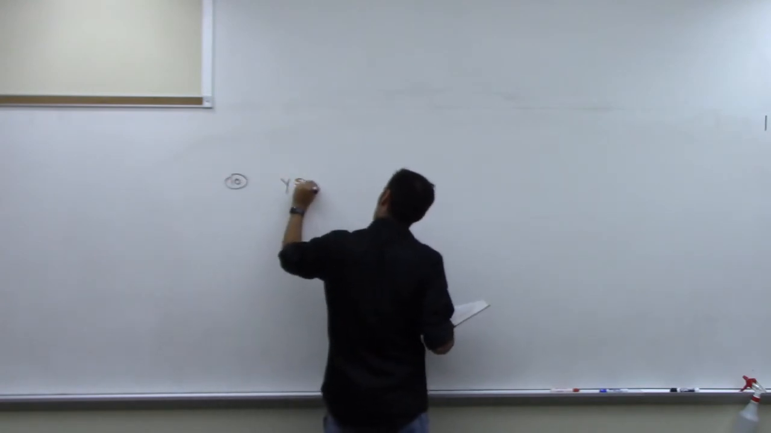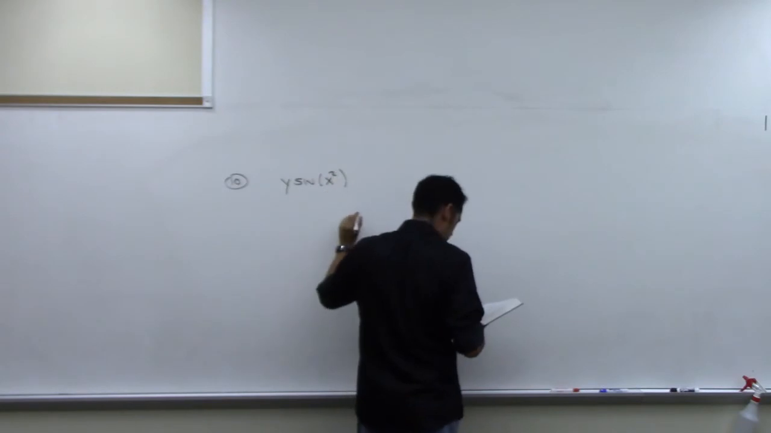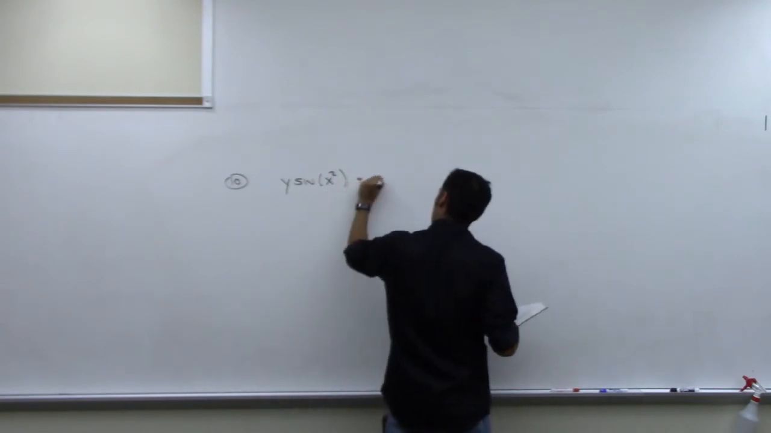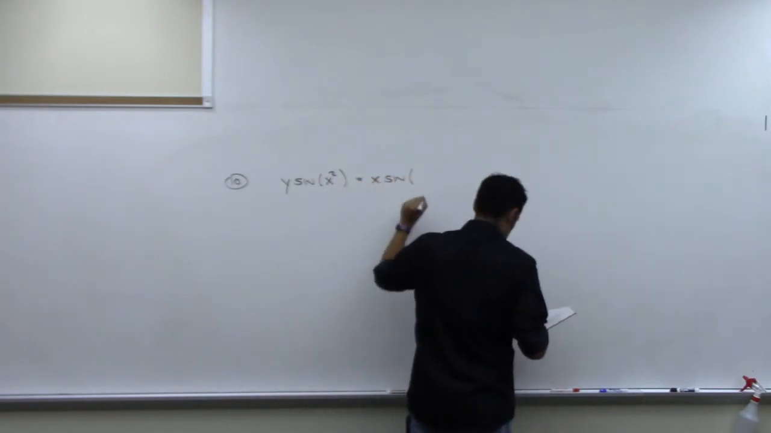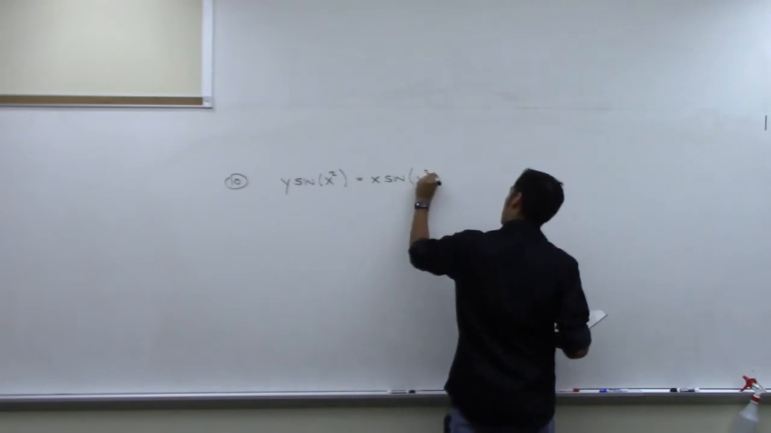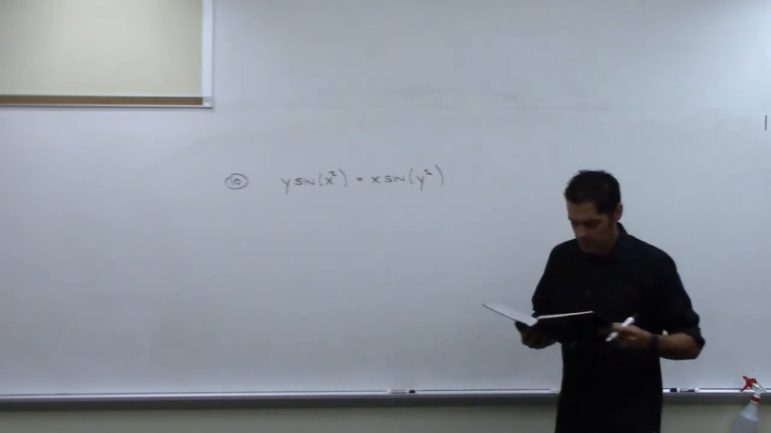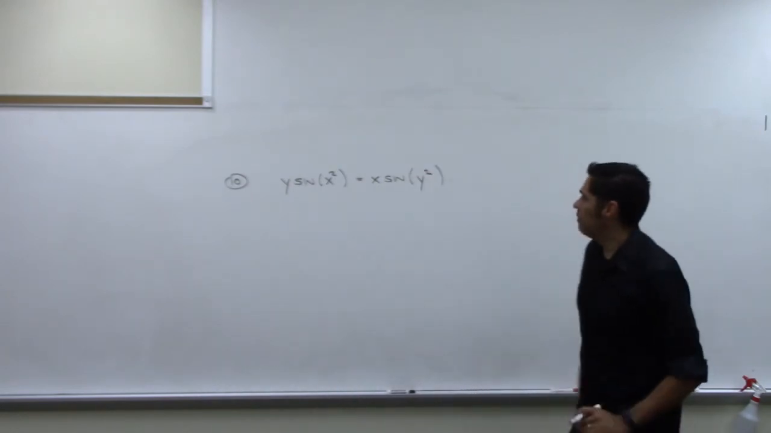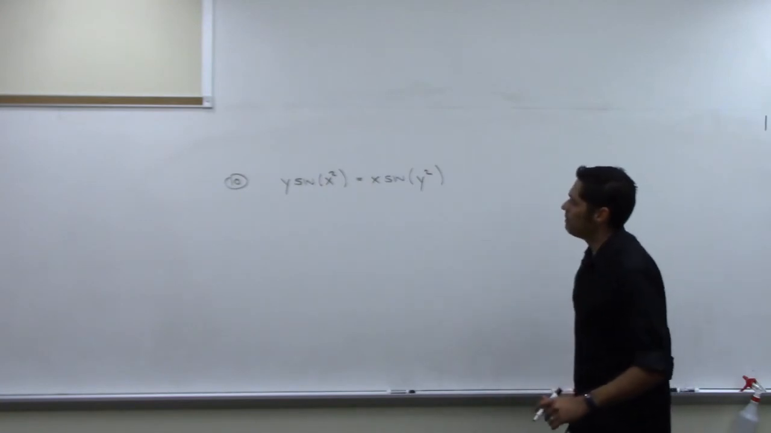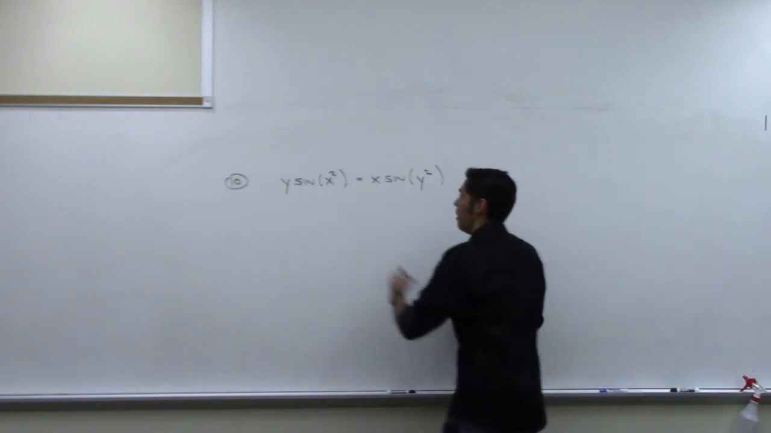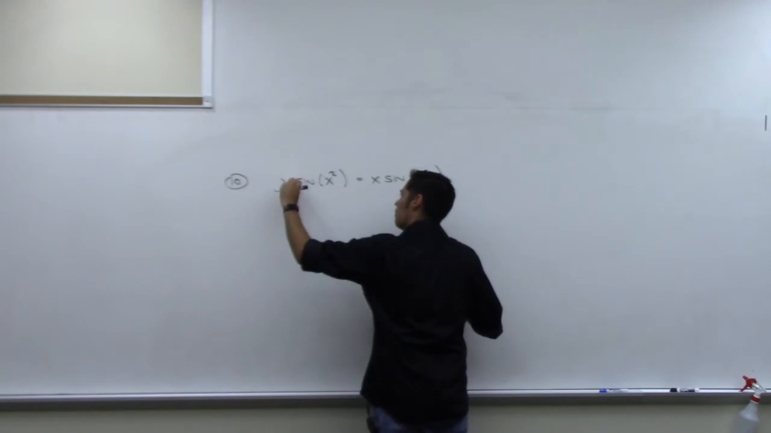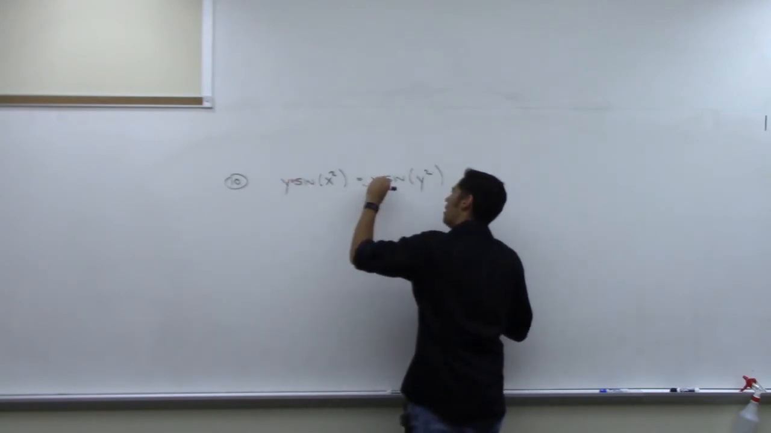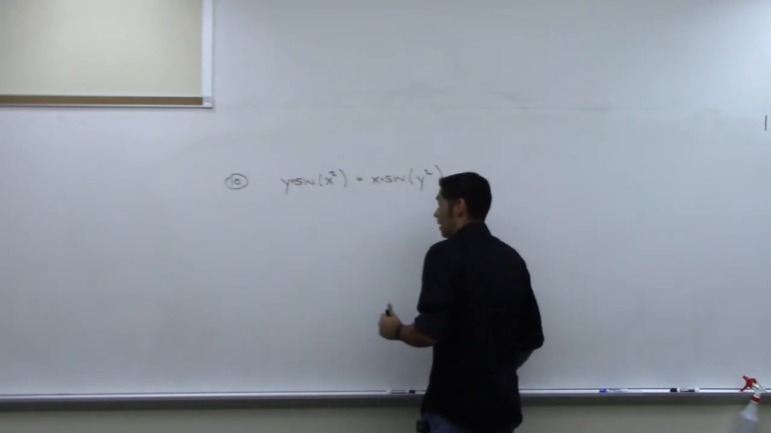y sine of x squared equals x sine of y squared. Oh, wow. Okay, this is going to be a mess. I'm going to take the derivative of the left and right hand sides. So please recognize you have a product right here. You have a product right here. So let me try and do it.